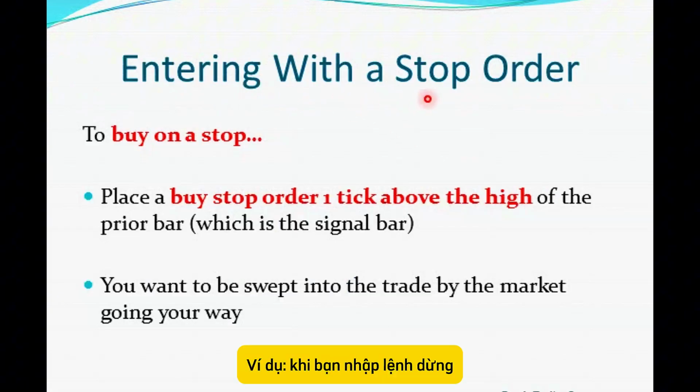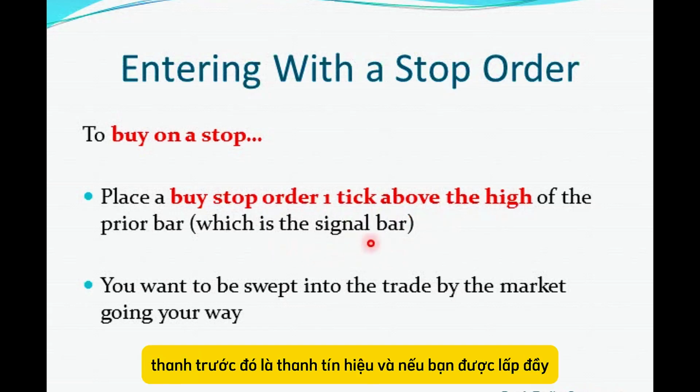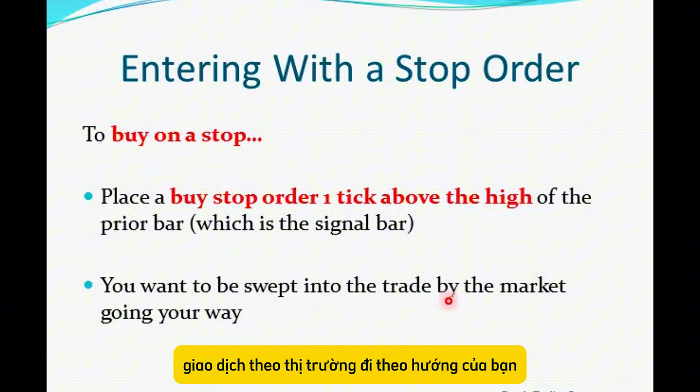When you're entering with a stop order, for example, if you're going to buy on a stop, you place a buy stop order one tick above the high of the prior bar. That prior bar is the signal bar, and if you get filled, the bar in which you get filled is your entry bar. Again, you want to be swept into the trade by the market going in your direction.